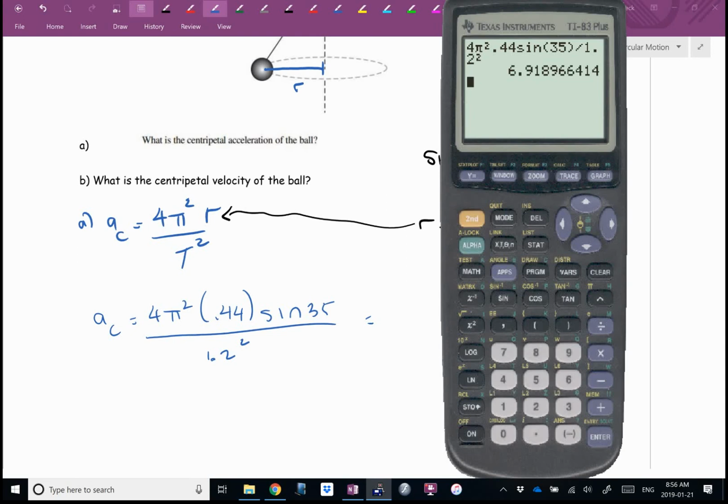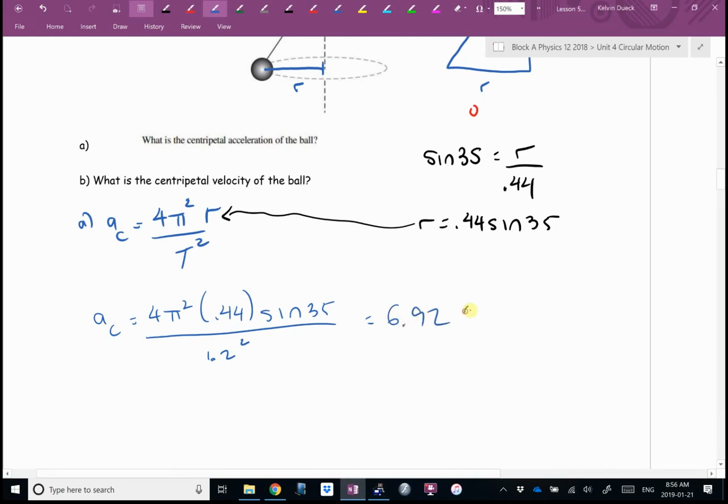Anyone else double check me? Yes? Meters per second squared. Direction towards the center. Towards the center. Cool. Michael, what's B want me to find?